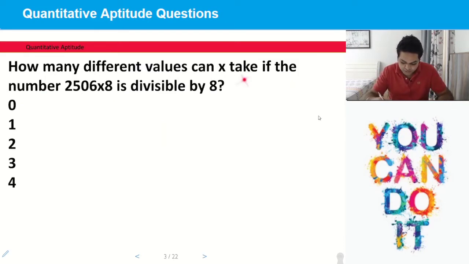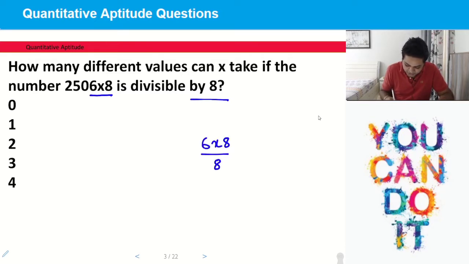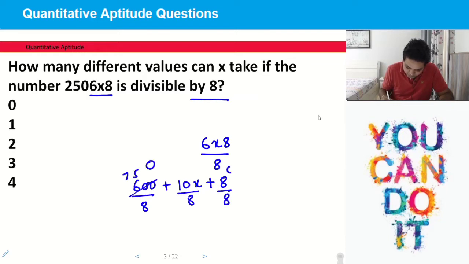How many different values can x take if the number 2506x8 is divisible by 8? So divisibility rule of 8 says that we need to look at last 3 digits. That is 6x8 has to be divisible by 8. Now let's check it. So we can write this thing as 600 plus 10x plus 8. Let's divide each part individually by 8. So this gives us 8 7s are 56, 8 5s are 40. So the remainder is 0 here, remainder is 0 here.